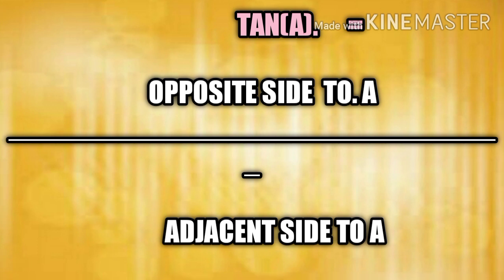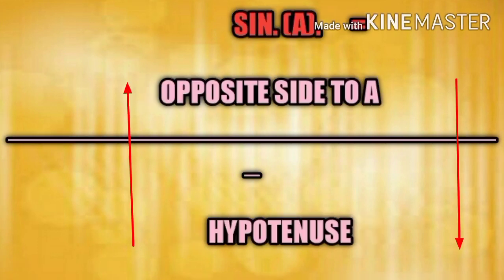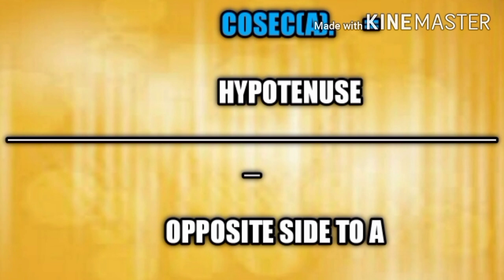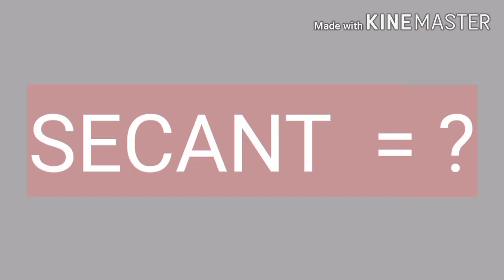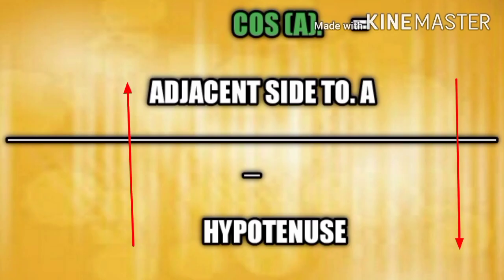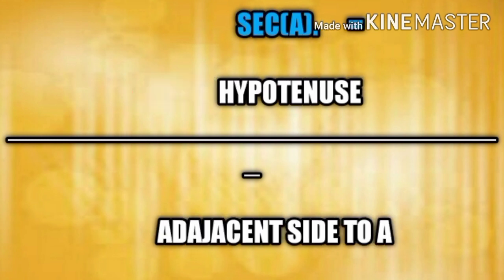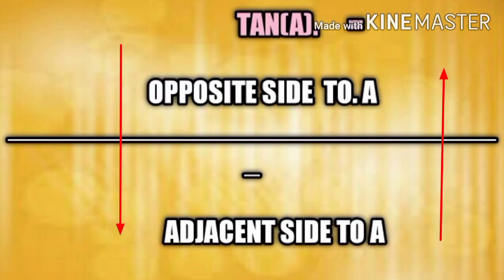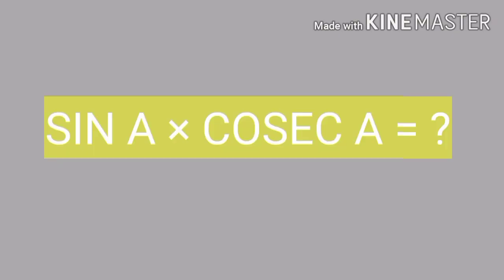Well, then come to cosecant. Cosecant is the reciprocal of sine. You have to interchange the numerator and denominator. You will get hypotenuse by opposite side. Then what is secant? The reciprocal of cos. It is hypotenuse by adjacent side. Come to cot. It is the reciprocal of tan. It is adjacent side by opposite side.